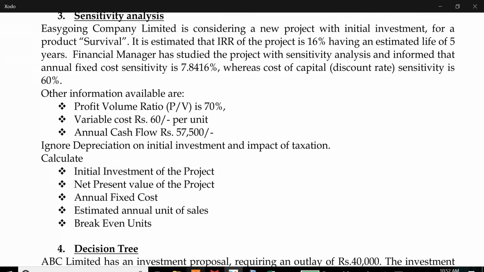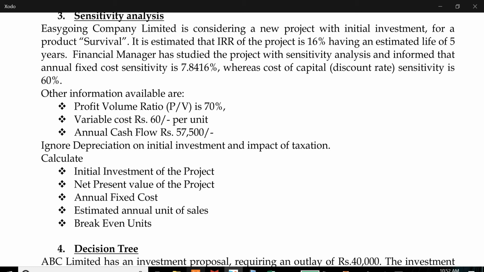If fixed cost increases by 7.8416%, the project will generate 0 NPV. And if cost of capital increases by 60%, the project will again generate 0 NPV. Other information: calculate initial investment, NPV, fixed cost, annual unit sales, break even. So it's a reverse working problem.